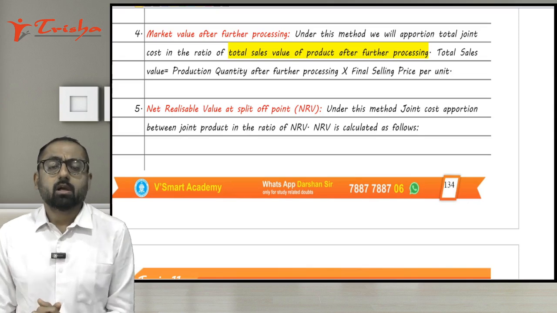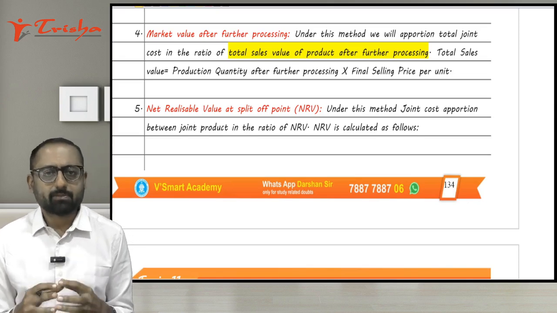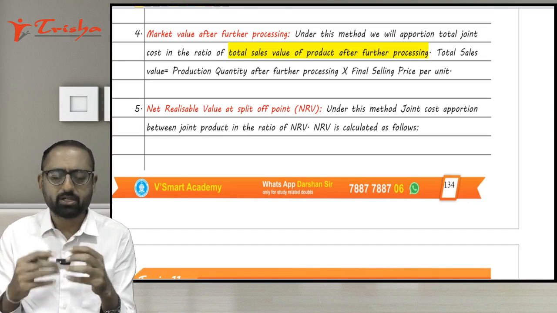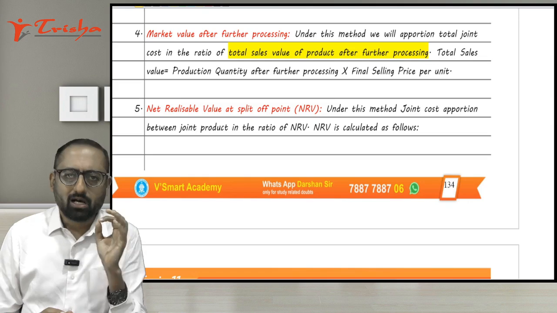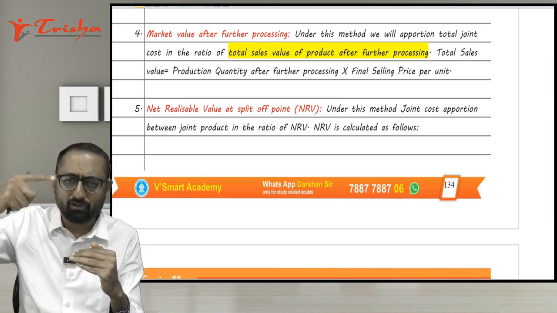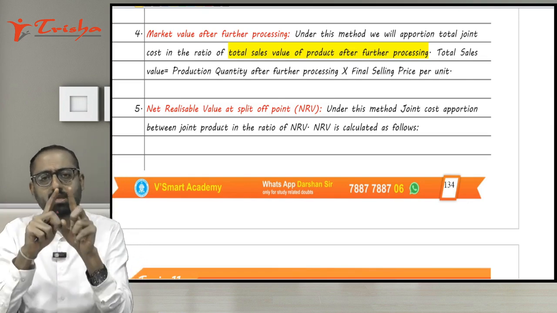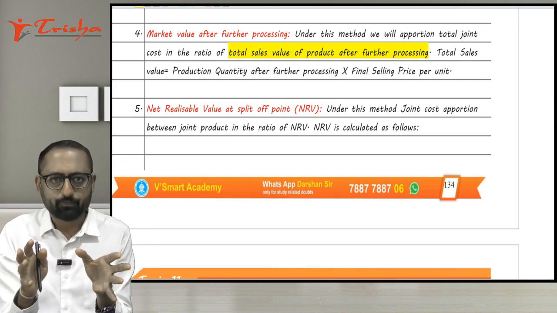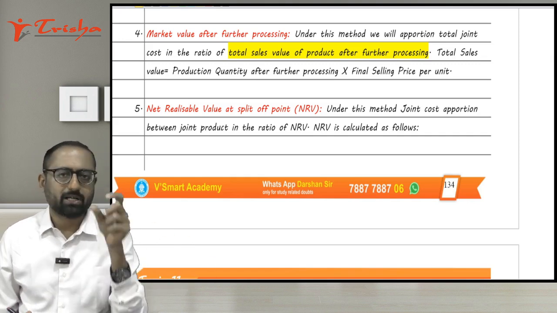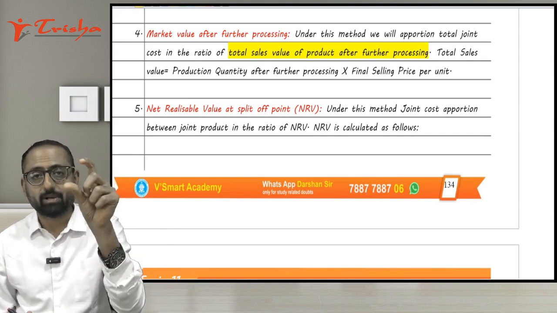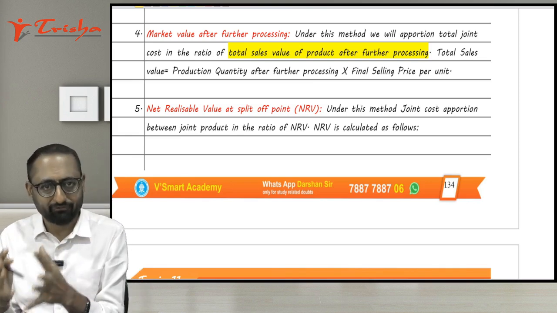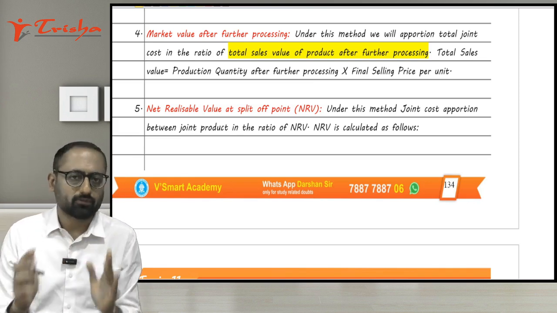Next one, the fourth method, again a very simple method. The fourth method is market value or sales value after further processing, also called the final sales value method. Under this method, joint cost will be allocated on the basis of final sales value after further processing. And again, it is the total sales value. In that ratio, you are going to allocate the joint cost. So you just have to multiply the final selling price per unit with the quantity. It will be the total sales value, and in that ratio joint cost will be allocated.